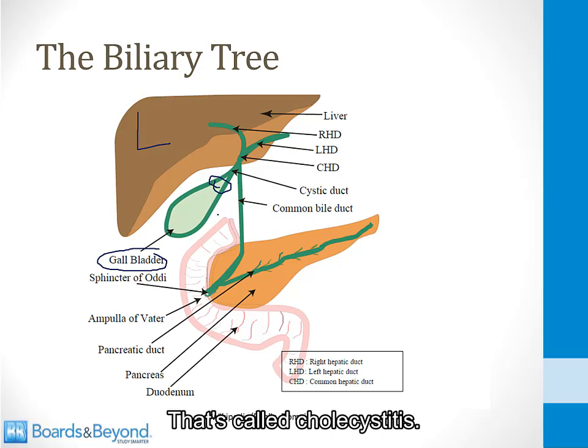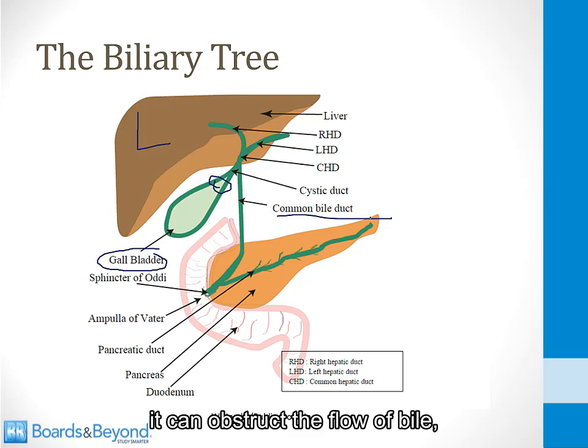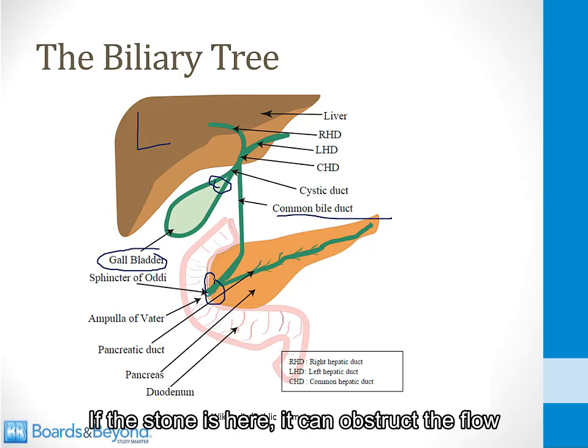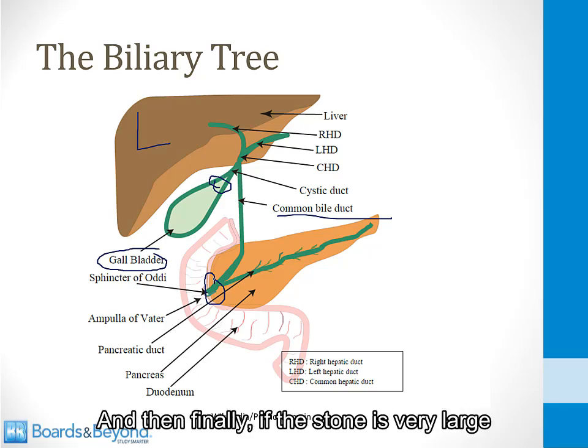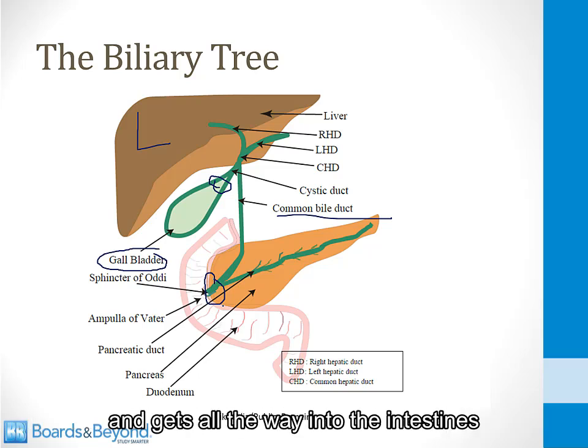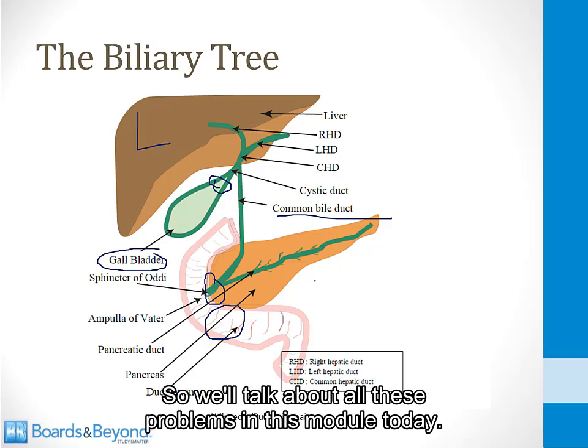If the gallstone is at the neck of the gallbladder, then the gallbladder can become swollen and inflamed. That's called cholecystitis. If the stone is in the common bile duct, it can obstruct the flow of bile, and this can lead to jaundice and symptoms of biliary obstruction. If the stone is here, it can obstruct the flow of pancreatic juice, and that can lead to acute pancreatitis. And then finally, if the stone is very large and gets all the way into the intestines, it can cause intestinal obstruction. That's called gallstone ileus. So we'll talk about all these problems in this module today.